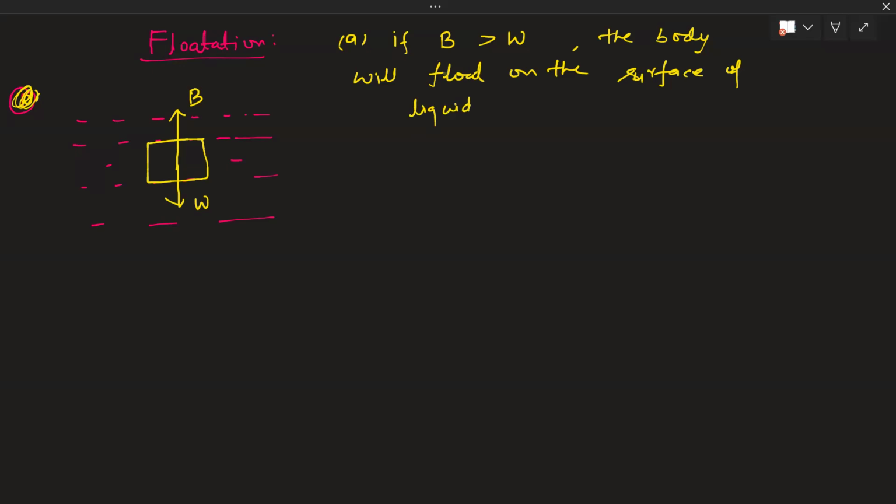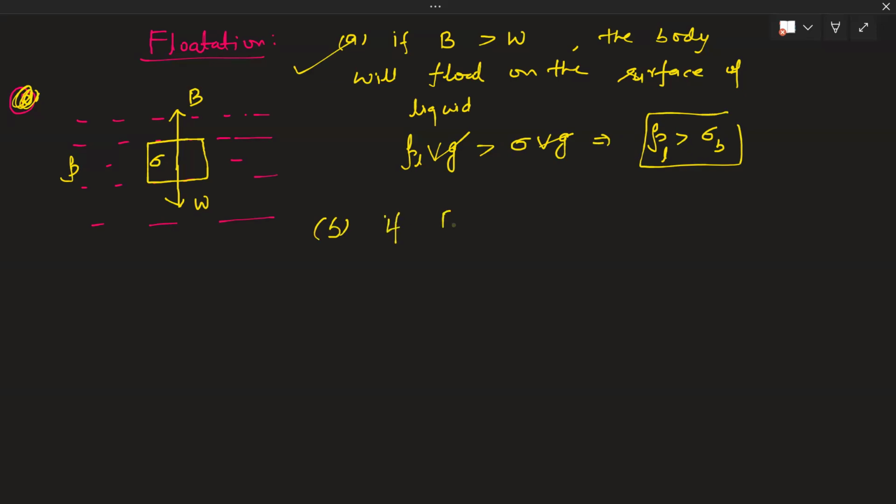Now, buoyant force means density of liquid into volume into g. Here it is completely immersed, so I have taken the complete volume. And density is the liquid's rho. And let's suppose sigma is the density of the body. So density into volume into g is the weight. Vg cancel. So here I get a condition: if the density of the liquid is greater than the density of the body, then the first condition is applicable. The body will float on the surface.